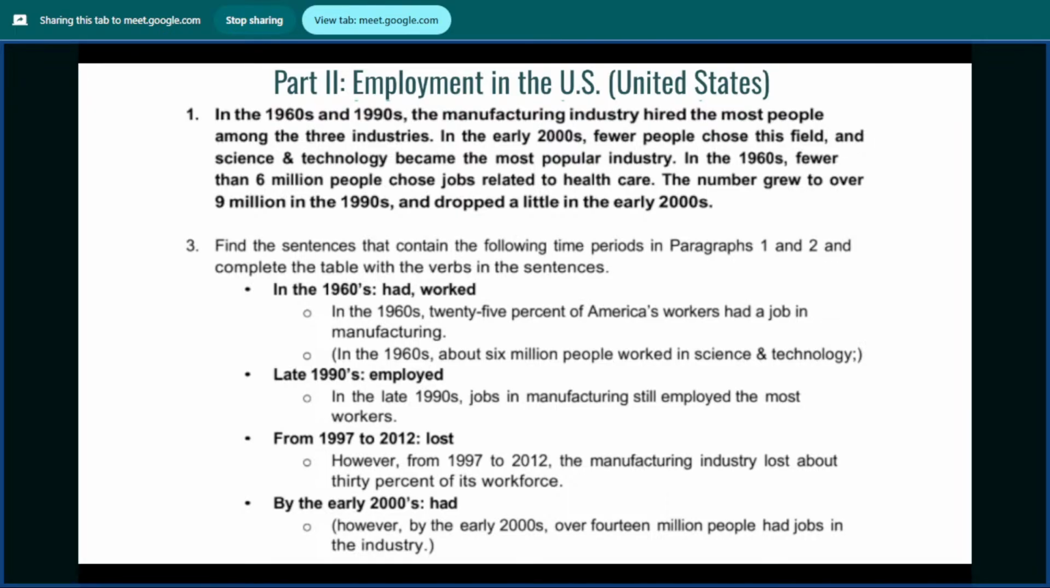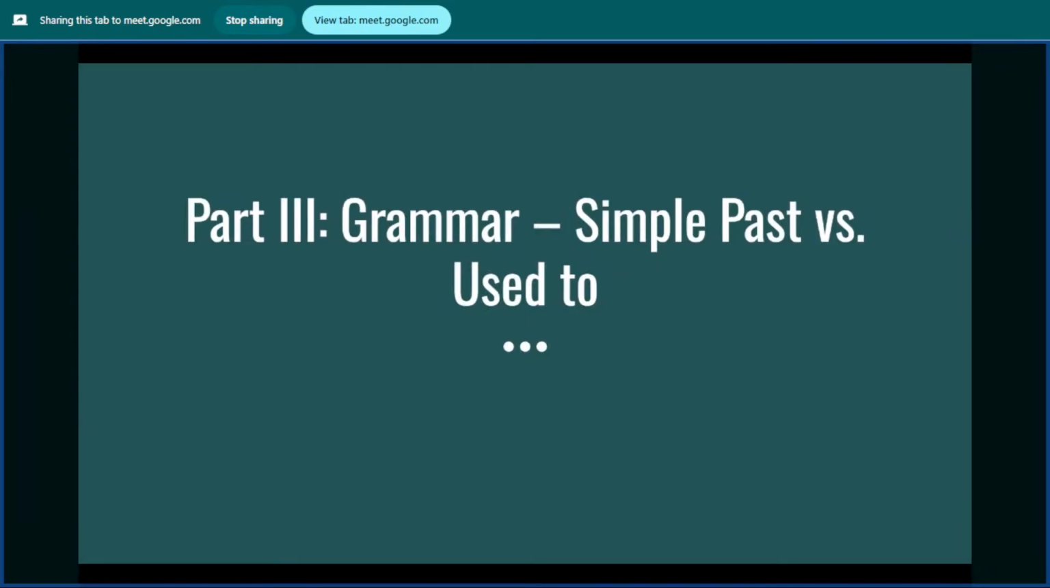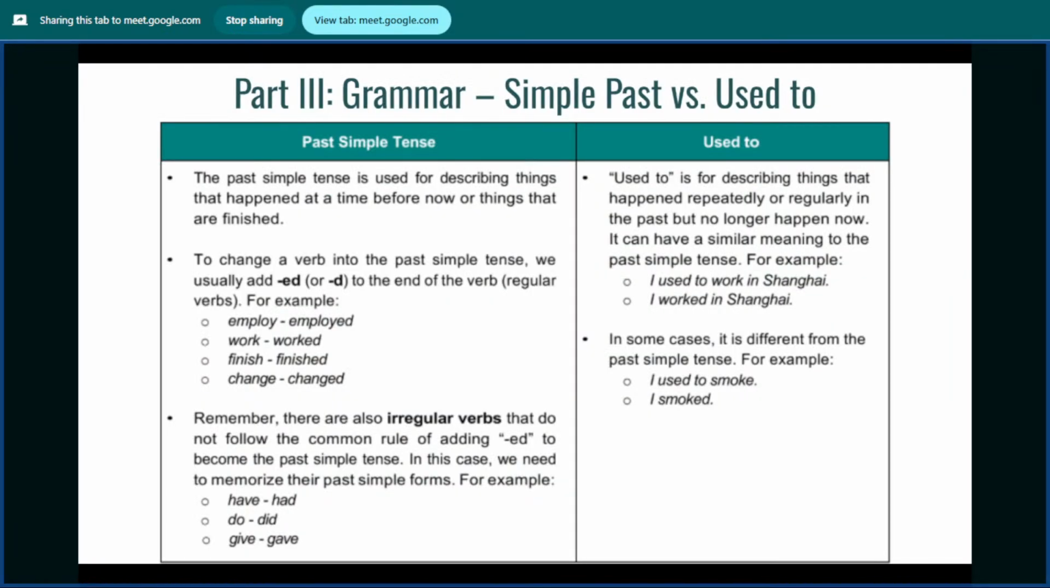Lose, lost, correct? Then have becomes had. So these are called irregular verbs. They do not have a regular pattern of changing. I'll share a table with you which will help you to remember the main verbs that we use on an everyday basis. Okay, so these are two types of verbs that we have, regular verbs and irregular verbs.